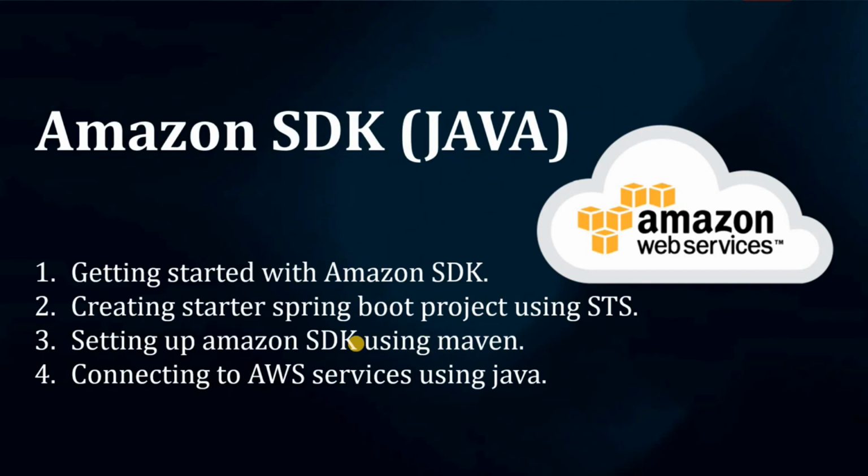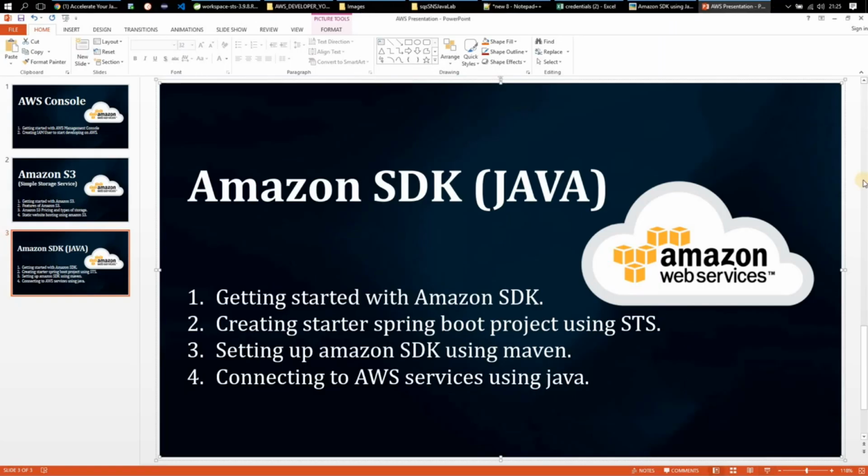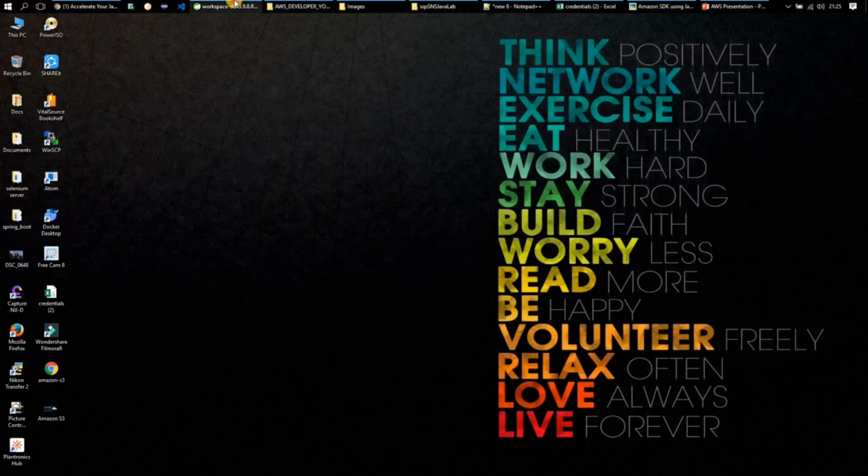Then connecting to one AWS service using Java, and the only AWS service which we have talked about is S3. So here we are going to talk about S3 today. We'll try to connect to S3 using Amazon SDK. So let's get started then.